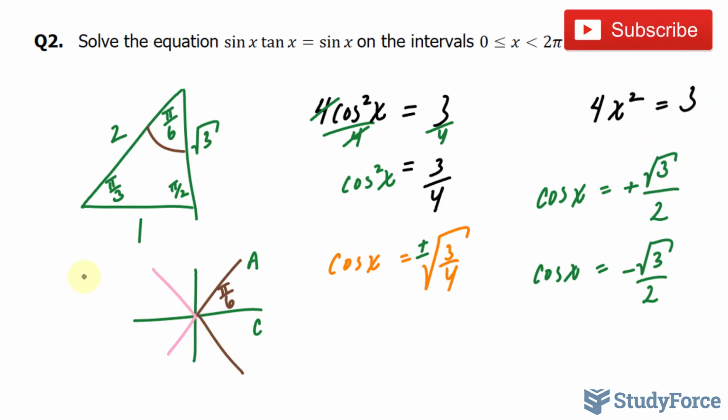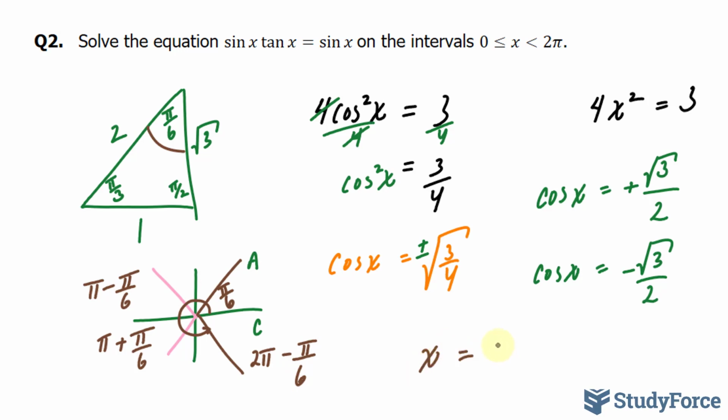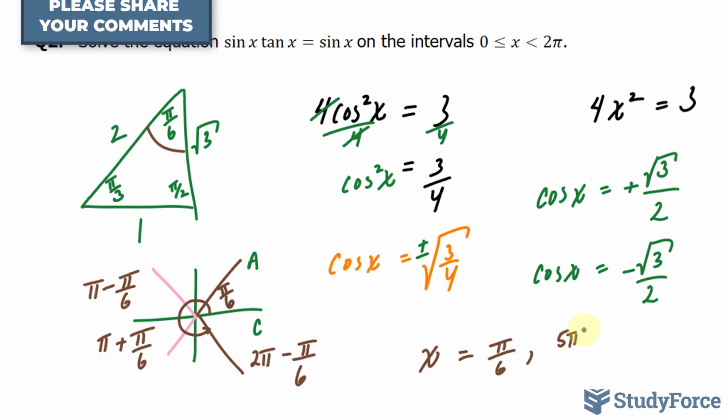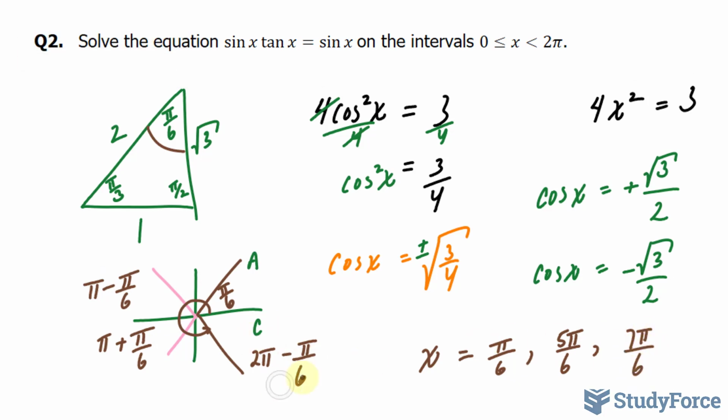To find this angle, we take pi and subtract pi over 6. To find this angle, we take pi and add pi over 6. And to find this bigger angle, we take 2 pi and subtract pi over 6. Our 4 angles will be pi over 6. This becomes 5 pi over 6. This becomes 7 pi over 6. And for this, we have 11 pi over 6.